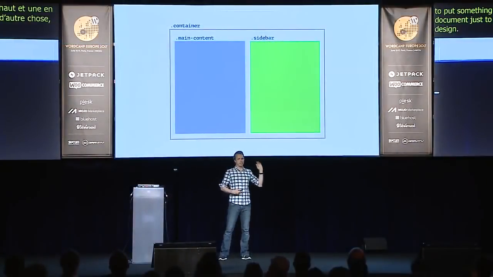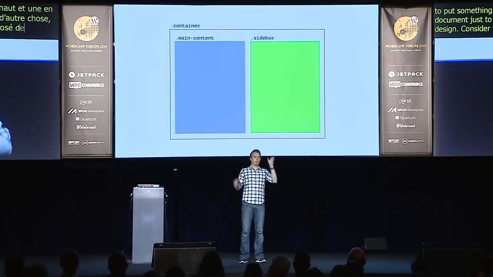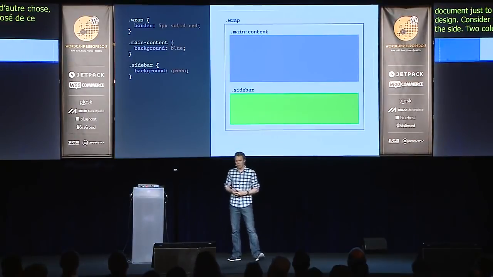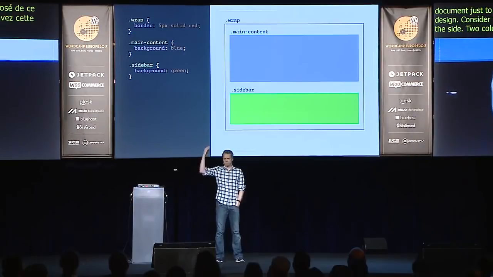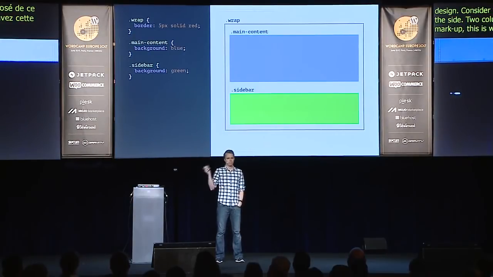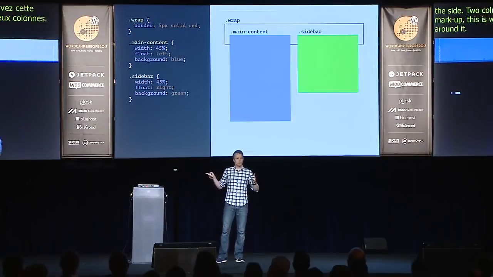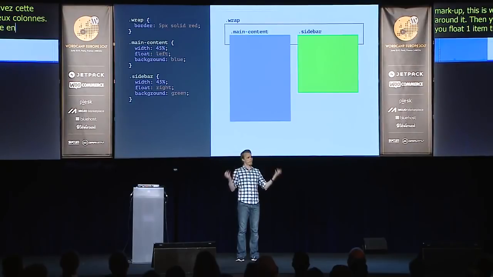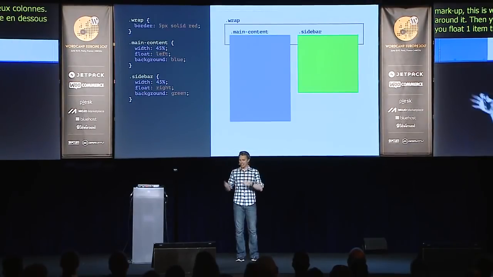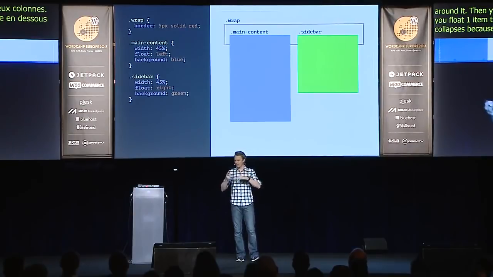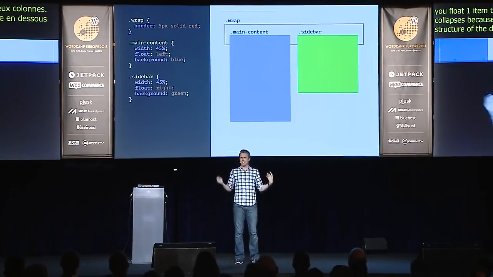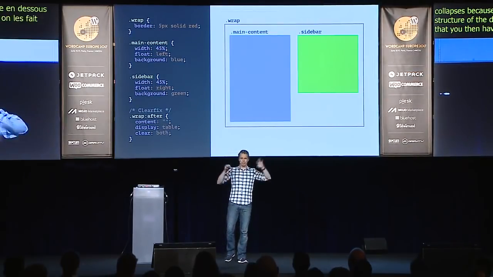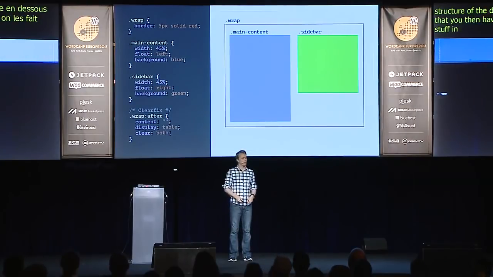Consider this super simple example. You have a box, and then two boxes inside, two-column layout. Simple, right? Should be. Well, if you look at just the markup, this is what you get. Just two boxes below each other with a box around them. Then you have to put them next to one another, so you use float. So you float one item to the left and the other one item to the right, and then the box that surrounds it collapses because, of course, you're floating content, so you're pulling them out of the structure of the document, and then you want content to float around it. To fix that, you then have to introduce a clear fix. So that's just empty content that you stuff in the bottom corner solely for the purpose of making that box wrap around the content again.